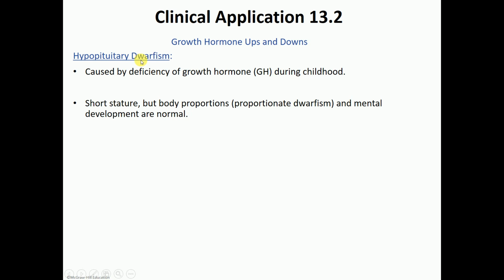Dwarfism means stunted physical growth, okay, nothing wrong with the mental development. Short stature, if it's due to the lack of growth hormone during childhood, leads to proportionate dwarfism, where the different parts of the body keep their normal proportions in relationship to each other, but they are just smaller or shorter than normal. Okay, so it's caused by deficiency of growth hormone during childhood.